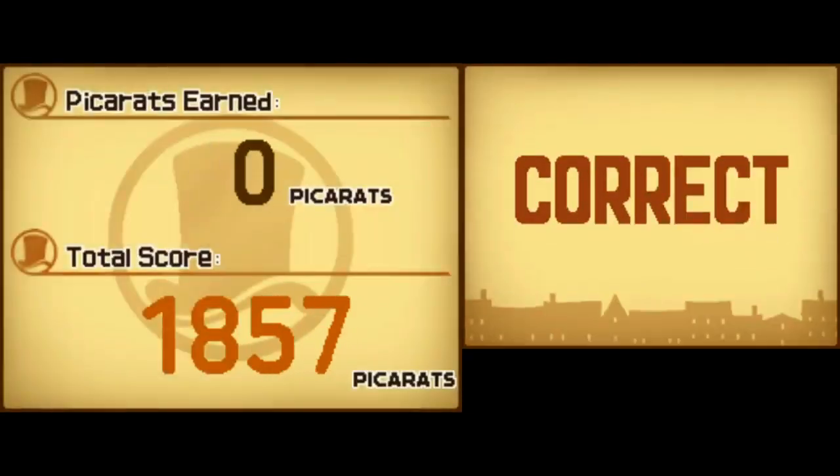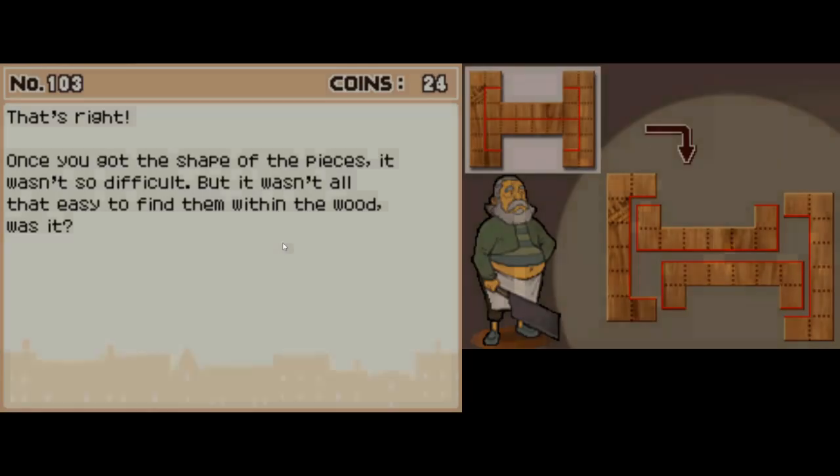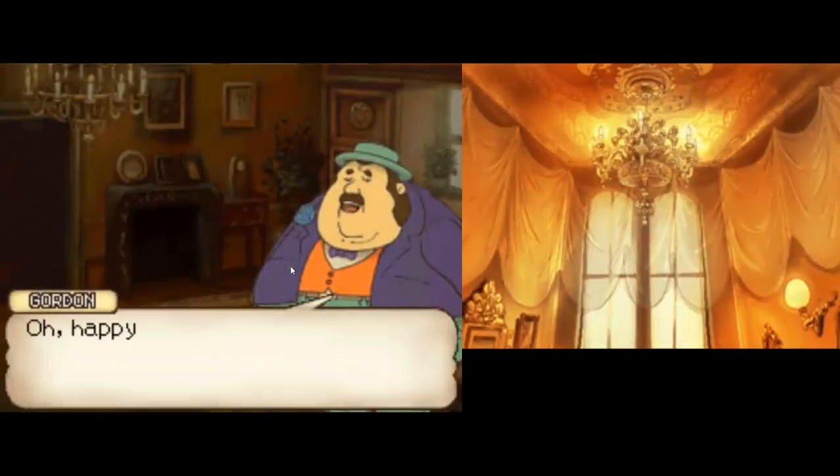Every puzzle has an answer. Alright, there we go. That's right. Once you got the shape of the pieces, it wasn't so difficult, but it wasn't all that easy to find them within the wood, was it? No kidding. It was difficult, in my opinion.